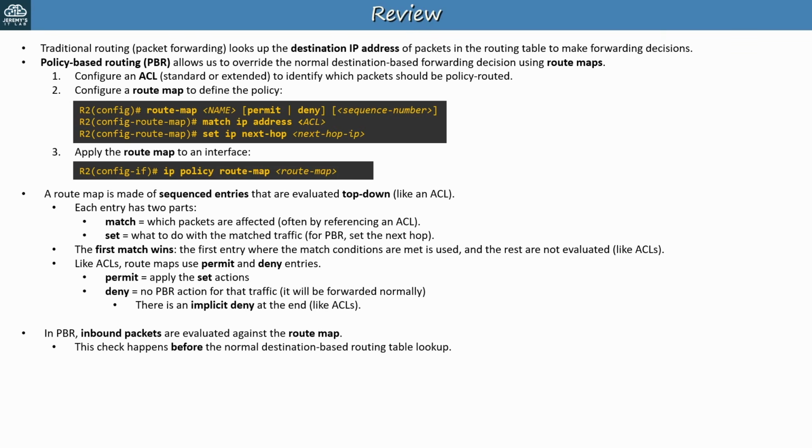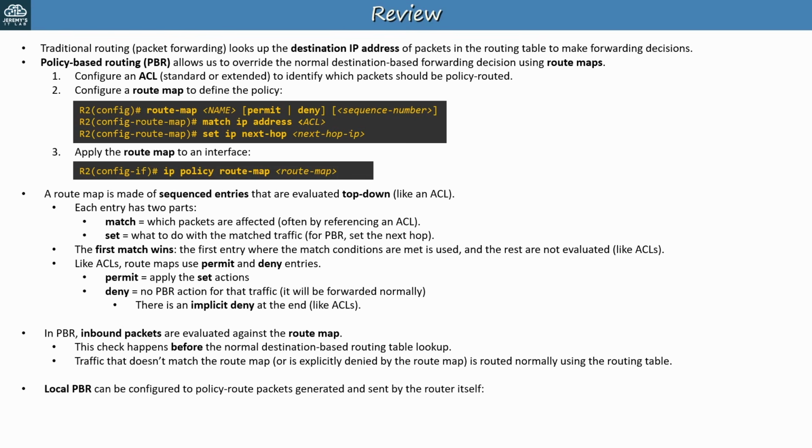This check happens before the normal destination-based routing table lookup. Packets that match a permit entry in the route map are policy routed, and traffic that doesn't match the route map or is explicitly denied by the route map is routed normally using the routing table. You can also configure local PBR to policy route packets generated and sent by the router itself. The only difference is how you apply the route map, with ip local policy route-map in global config mode.